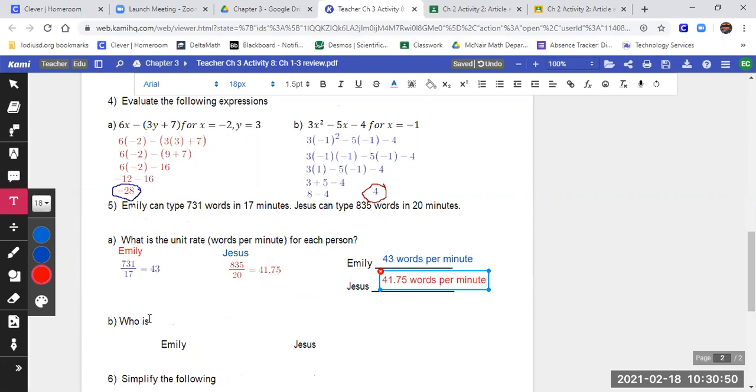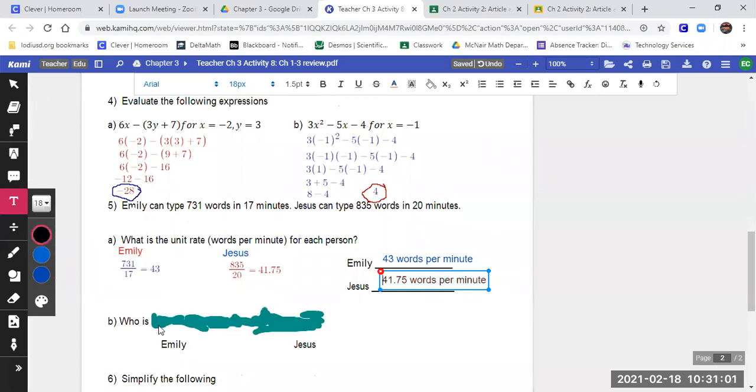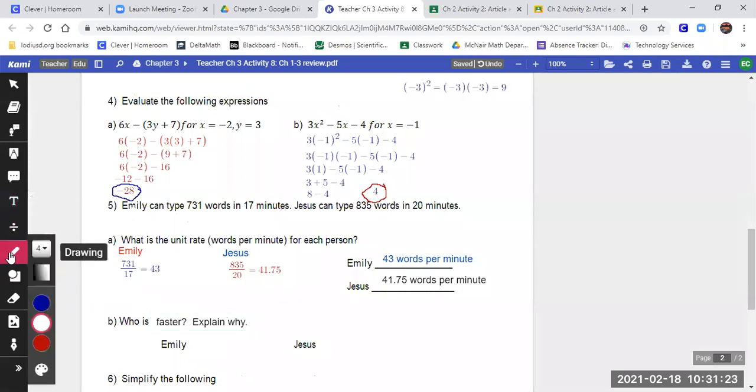Okay. This is supposed to say who is faster, but for some reason the text box disappeared when I went and saved it, so we're going to type it in. Faster. Explain why. I don't know where it went. Not worried about it. Okay, so who is faster? We're going to circle one of these answers. Who is faster? Oops, this should not be that color.